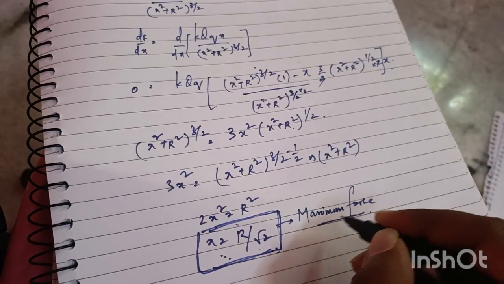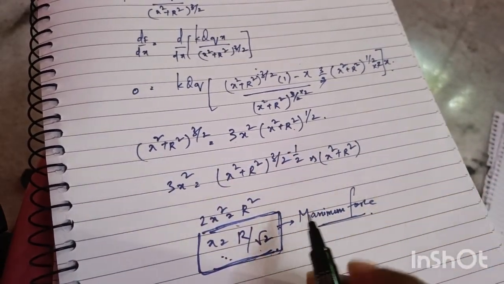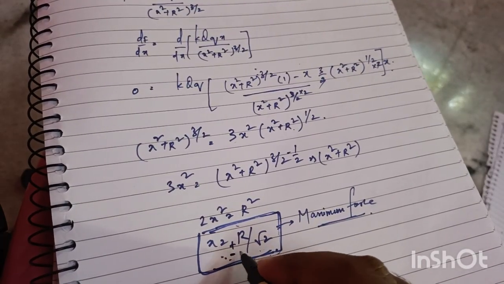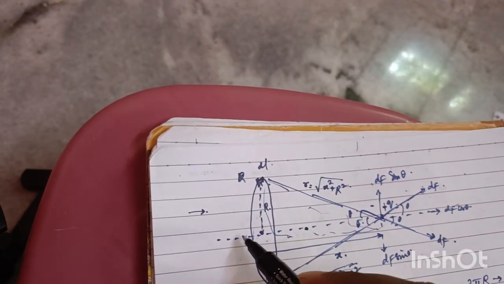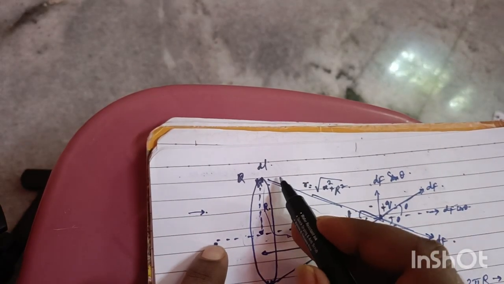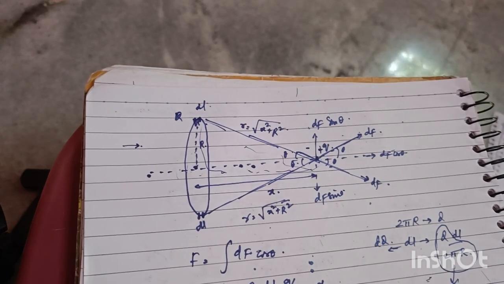So if we place a point charge at this point, on either side of the ring, by the way, plus or minus r by root 2, somewhere around here or here, the maximum force will act on the point charge due to this whole ring. I hope you got the point.